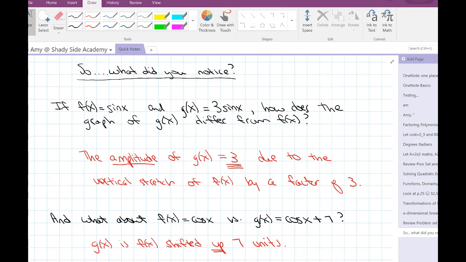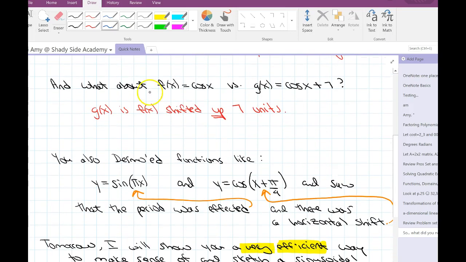And so I asked you, what did you notice? And I gave you a question here: if f of x equals sine x and g of x equals 3 sine x, how does the graph of g of x differ from f of x? And you probably saw that, when you Desmosed it, the amplitude of g of x was 3 due to the vertical stretch of f of x by a factor of 3, right? And then you maybe looked at, what about the graph of f of x equals cos x and g of x equals cos x plus 7? You notice that g of x is f of x shifted up 7 units, okay?